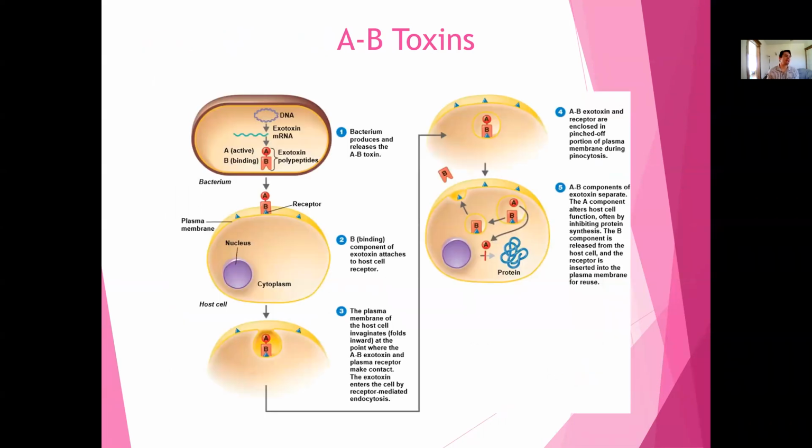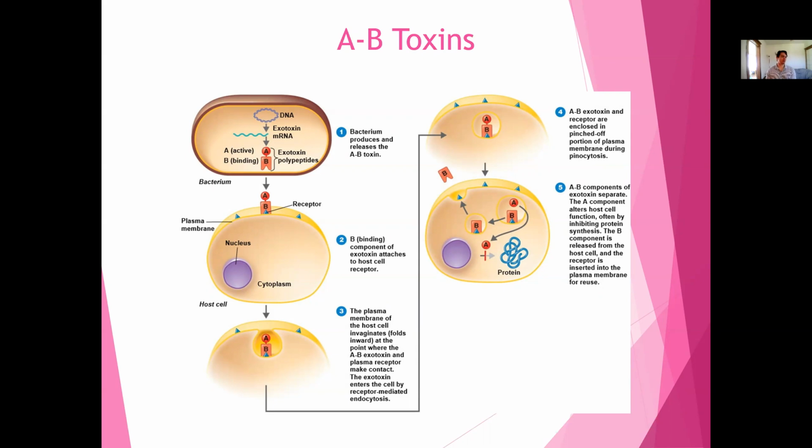Okay, now moving on to AB toxins. AB toxins were the first toxins to be studied intensively, and are so named because they consist of two parts designated A and B. Pretty on the nose there. Both of these parts are polypeptides. Most of the exotoxins that we know of are AB toxins, with the A part being the active, hence its name, enzyme component, and the B part being the binding component.